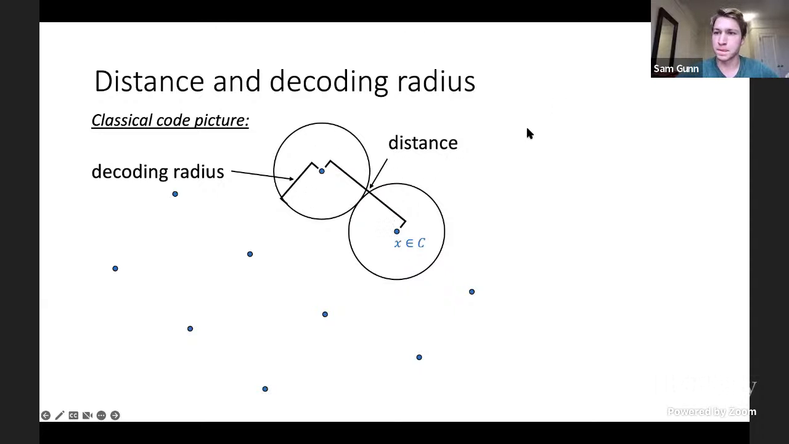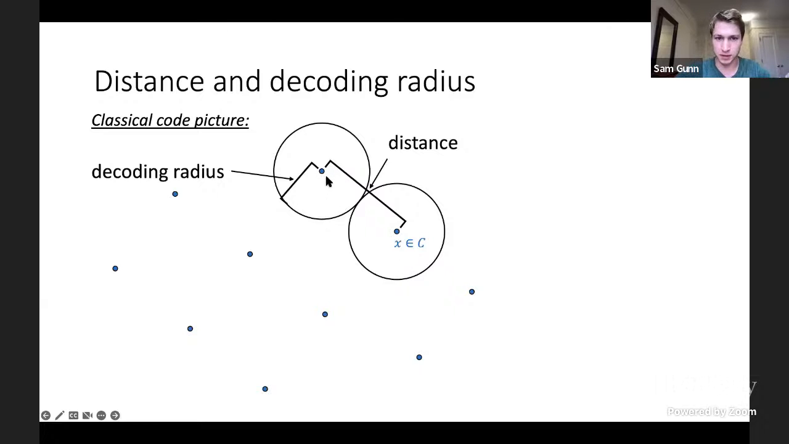So the distance is the number of erasures that you can tolerate, and the decoding radius is the number of adversarial errors you can tolerate. There's a picture for this that explains these words in the classical setting, at least, where you could imagine all of these blue dots are classical code words living in some space where the metric is the Hamming distance. So the distance is going to be the minimum distance between any two code words, and the decoding radius is the maximum amount that you can perturb from a code word and then still be able to go back. This decoding algorithm should still be able to uniquely figure out which code word you came from.